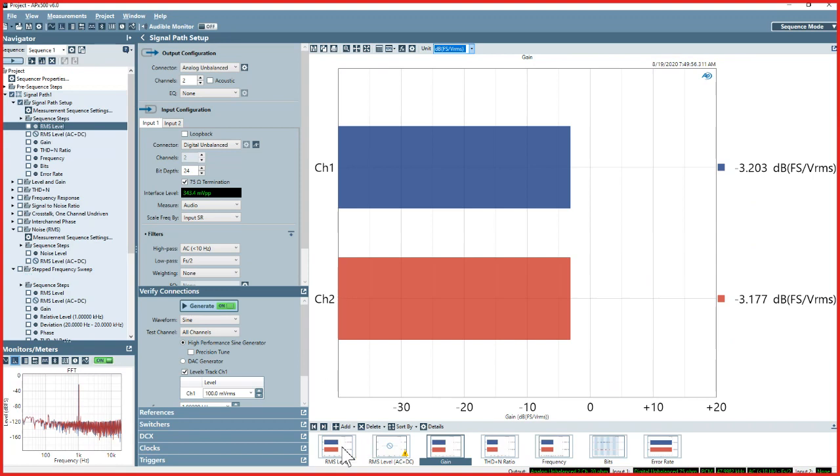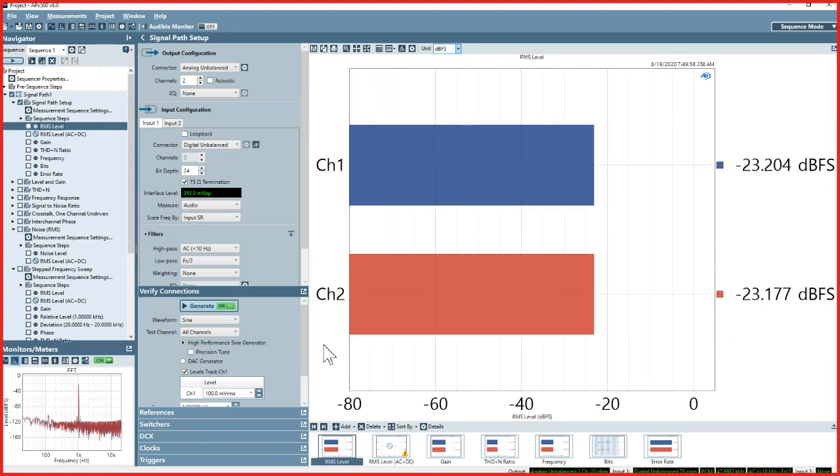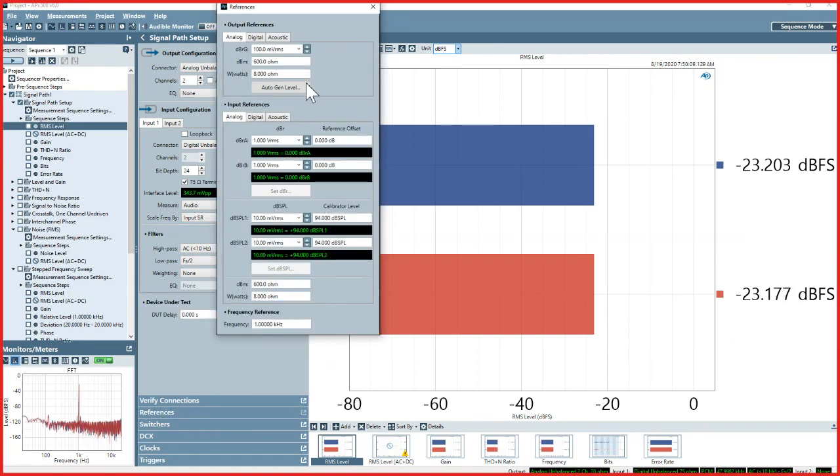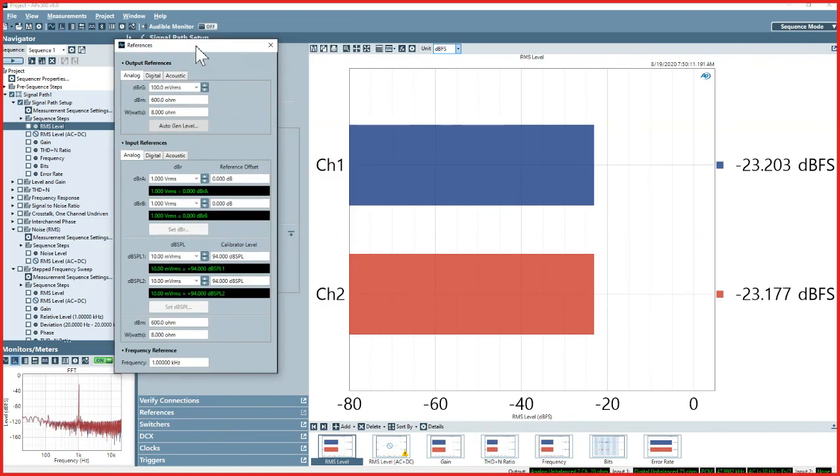Now, another thing I might want to know is, well, what's the maximum input level of this device? So I'm going to go to my references panel. Maybe I'll undock it. And I'll use our automatic generator level function.